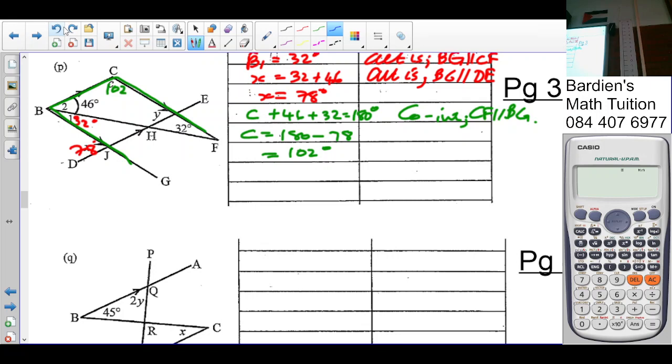Yes, somebody's saying it. Y and X here, which is corresponding angles. You guys understand? Yes, sir.